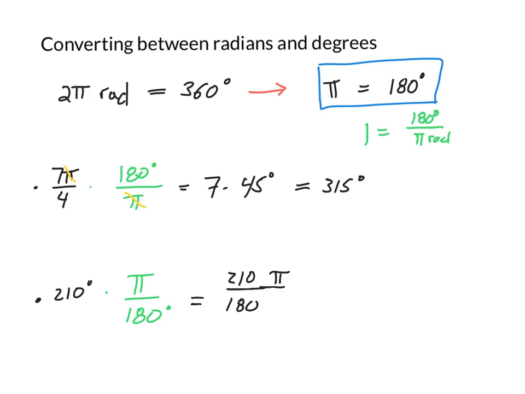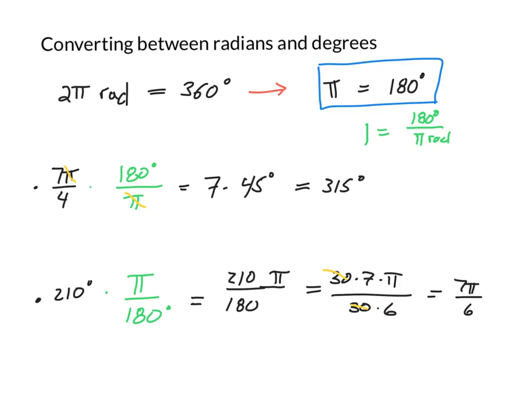Well, 210 and 180, I spent a little bit of time thinking about it, and I think 180 has a 30 in it, and so does 210. And so if I take a 30 out of both of these, I get 30 times 7 times pi on top, and I get a 30 times 6 in my denominator. Right, so these 30s end up canceling out, and my end result is 7 pi over 6 radians. Okay, so these are some examples of converting from radians to degrees, or converting from degrees to radians.